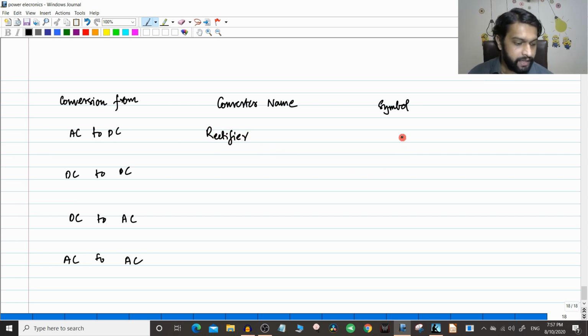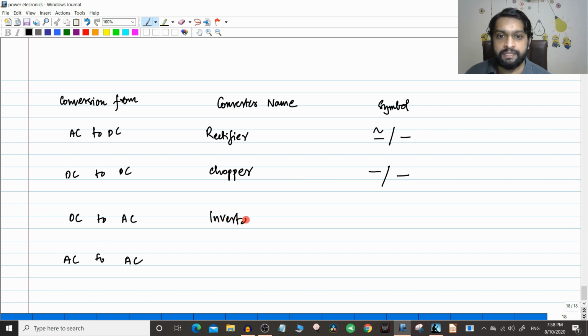Usually you call it a rectifier, right? So the symbol is like this. This is the symbol. Okay, DC to DC, usually it is called a chopper. When it is AC to controlled DC, it is called a controlled rectifier. Okay, all these things you already know. So this is a chopper. Chopper symbol is like this, DC to DC. Then you are having DC to AC, the name is inverter, and the symbol is like this. This is DC. Okay, this is the symbol here.